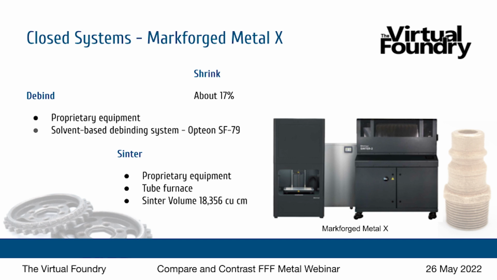For debinding with the Metal X, you're going to use their proprietary equipment. It's a solvent-based debinding system that uses Opteon SF79. For sintering, you'll use their proprietary equipment again. It's a tube furnace in this case, and the sinter volume on the Sinter 2 machine is 18,356 cubic centimeters.